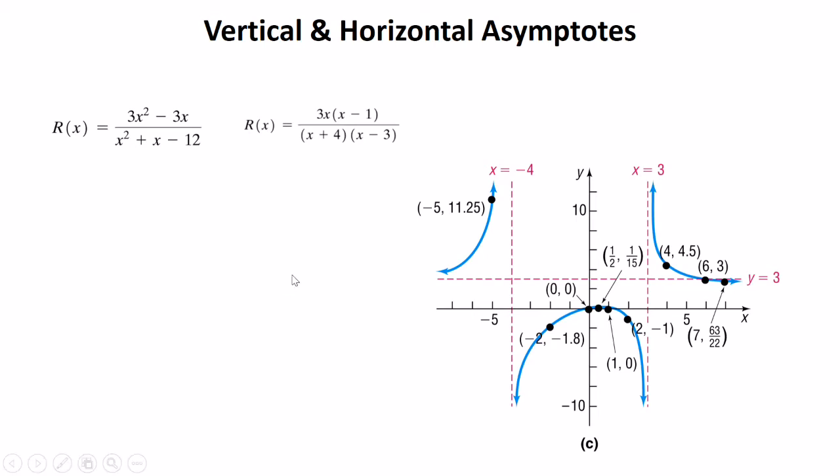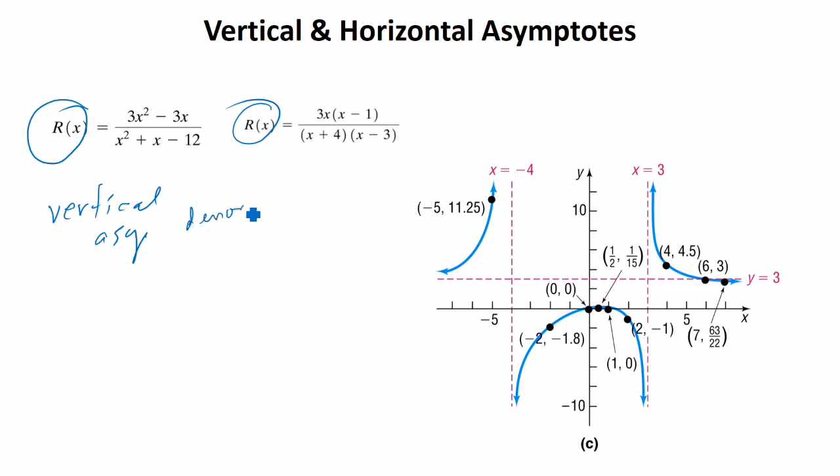And then vertical and horizontal asymptotes will probably have some functions. In this particular case, the functions are r of x, which indicates rational functions. A vertical asymptote is when the denominator equals 0 and the term in the denominator is not canceled out by the same term in the numerator. So watch out for this.